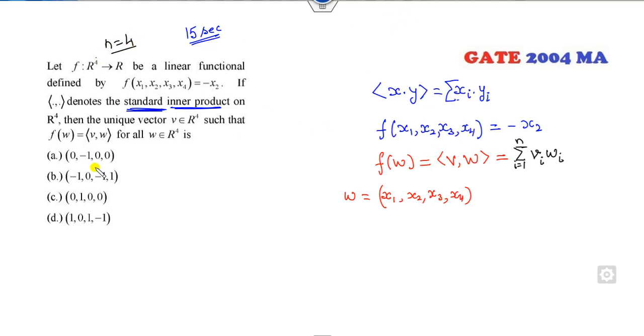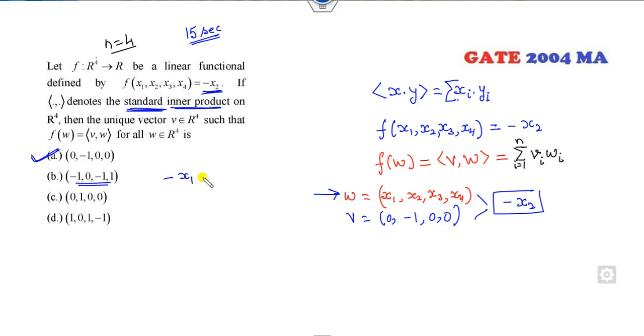Now you can check from the first option. If I take v as 0, minus 1, 0, 0, is the dot product minus x2? Yes, because we need minus x2. So it means this is the correct option. If I take this vector and w is this vector, what is the dot product? The dot product is minus x1 minus x3 plus x4, which is not equal to minus x2. So this option is cancelled. If you look at the third option, the dot product will be x2, but we need minus x2. This option is cancelled, this option is cancelled. The answer will be A, the right answer.